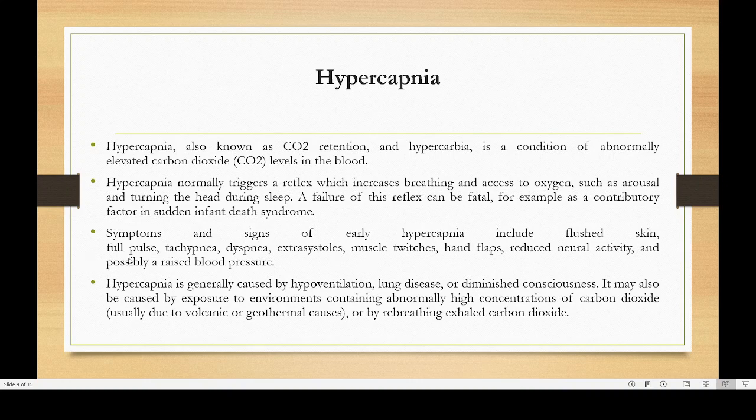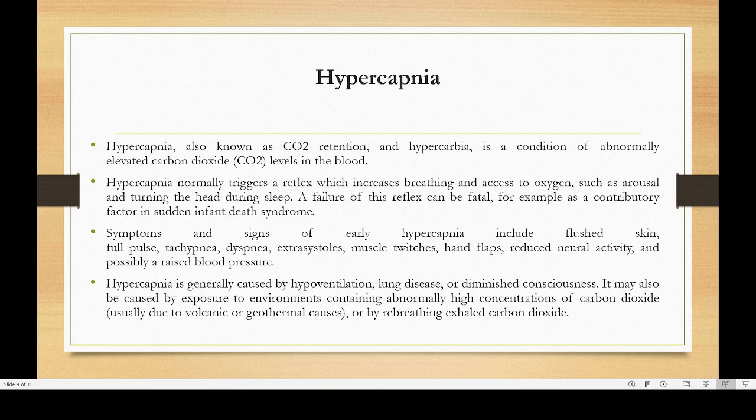The pulse becomes almost near the full rate. Then tachypnea. Tachy means high, faster. Pnea means breathing. You will be having a faster breathing rate. Dyspnea means painful or labored breathing. Then your heart will be working faster. That is known as extrasystole. Too many systoles will be there. Too much heart contraction will be there.